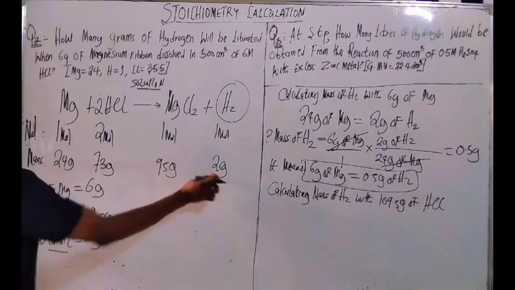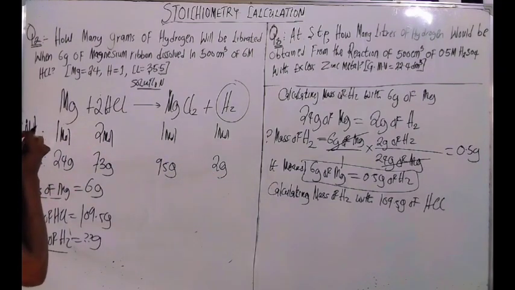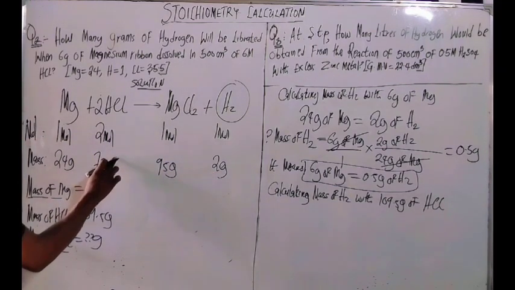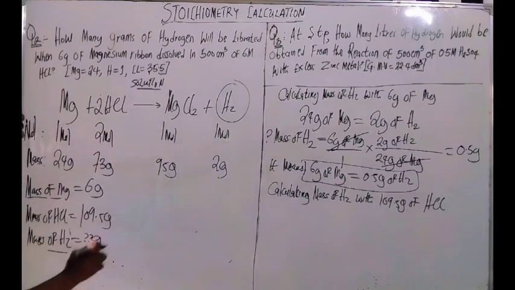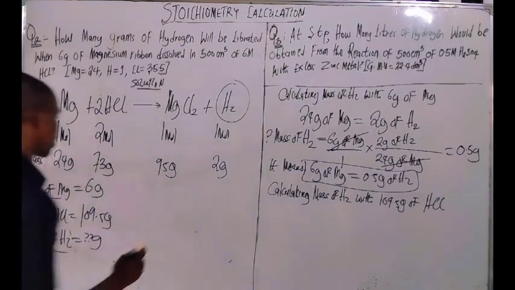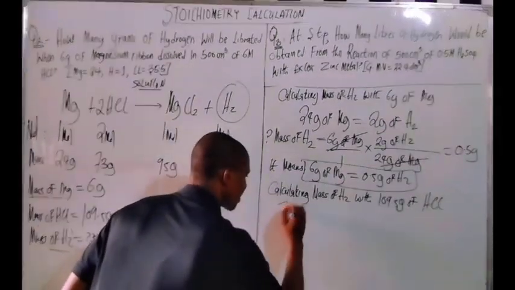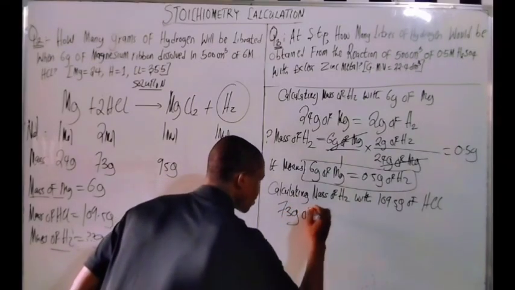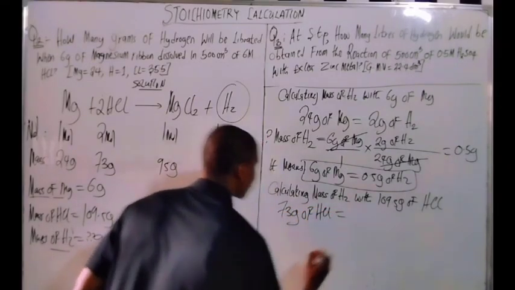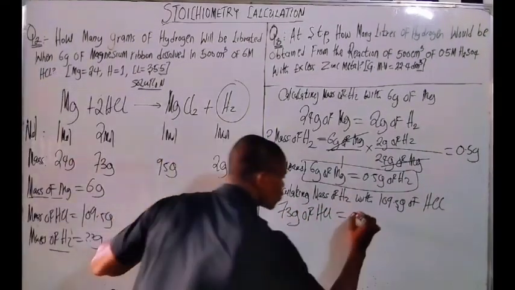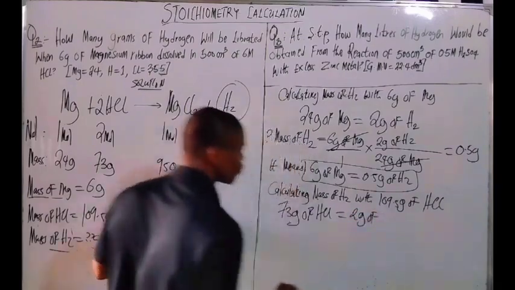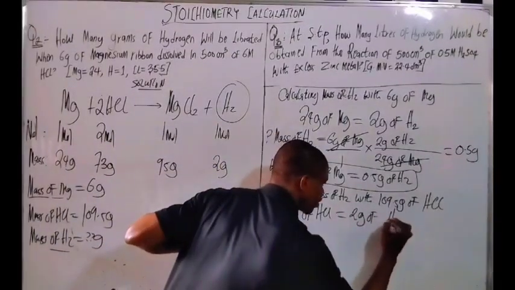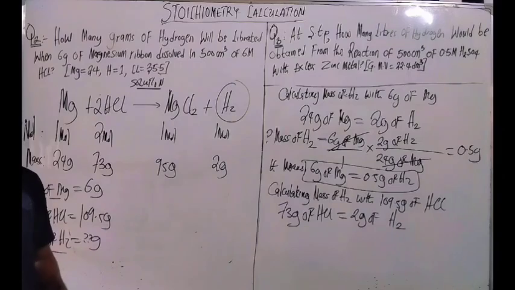This is equal to this, right? So for the balanced equation here, 73 gram of HCl is equal to 2 gram of H2, right? So 73 gram of HCl is equal to 2 gram of H2. Can you see that?